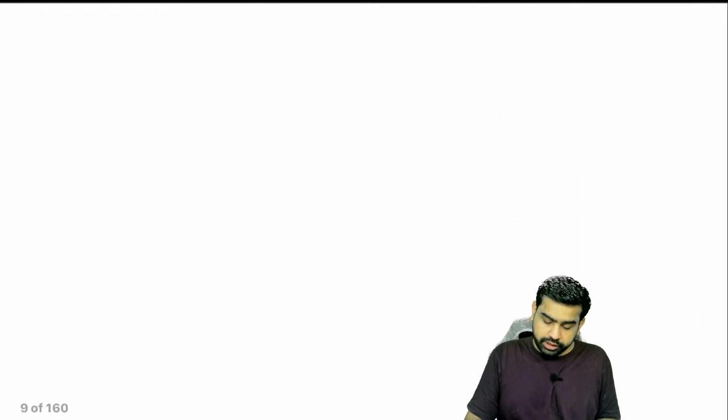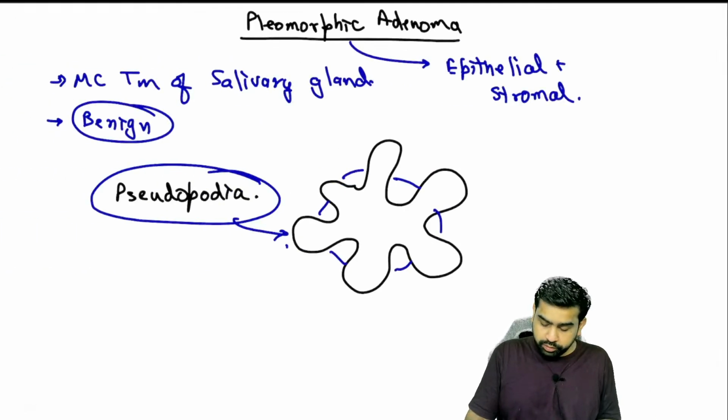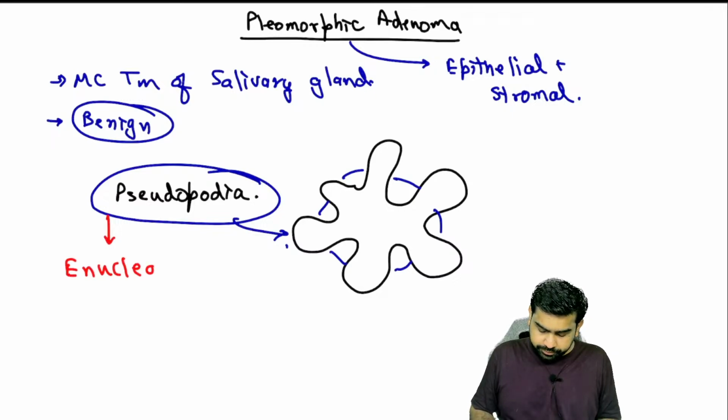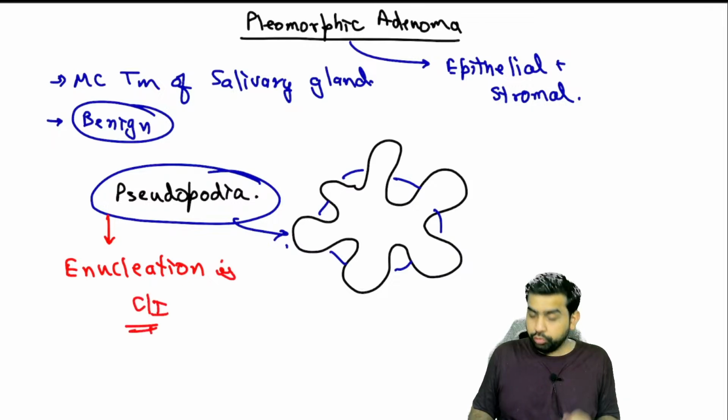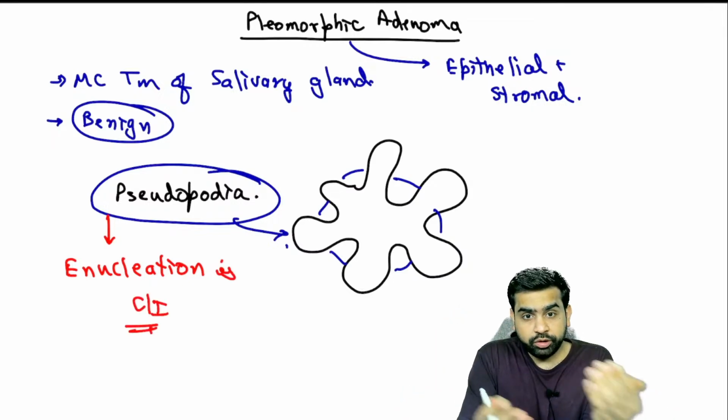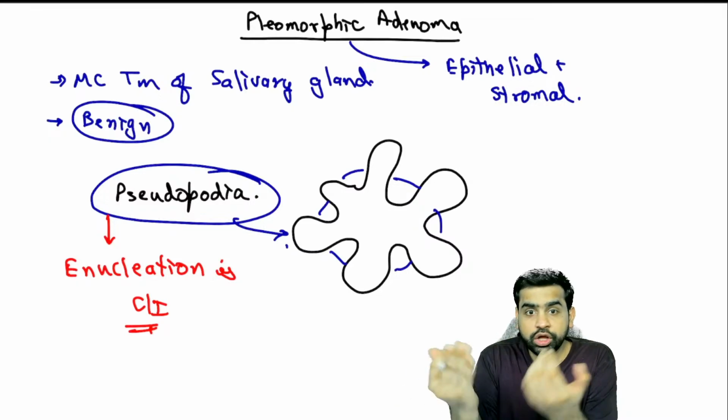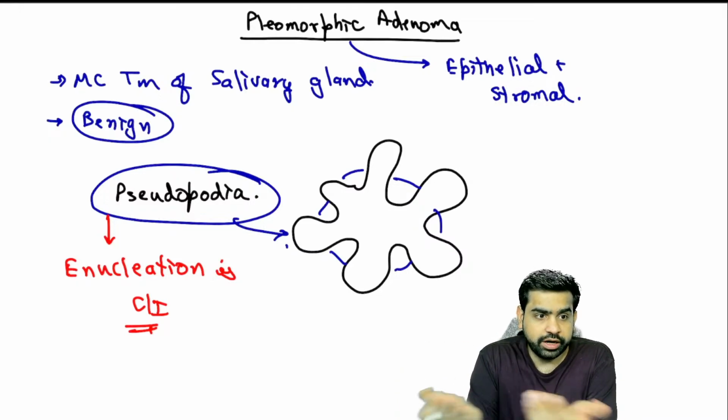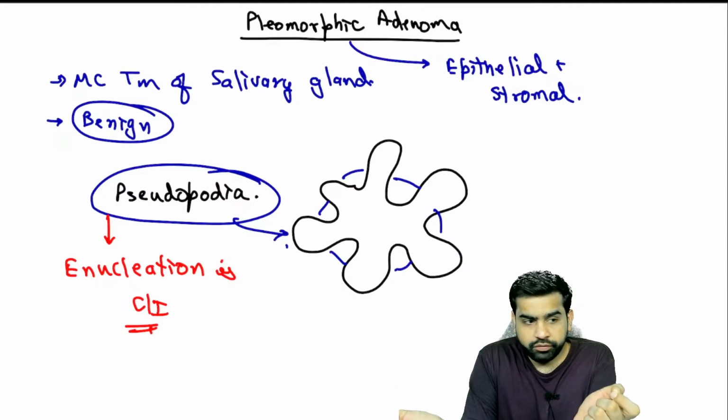Now the thing with this pseudopodia is, because this tumor has pseudopodia, enucleation is contraindicated. If somebody says, I have a patient with a pleomorphic adenoma, should I do enucleation in them? The answer is no. You cannot do enucleation in these patients. That is something which is contraindicated. Okay, I hope you have understood this point.